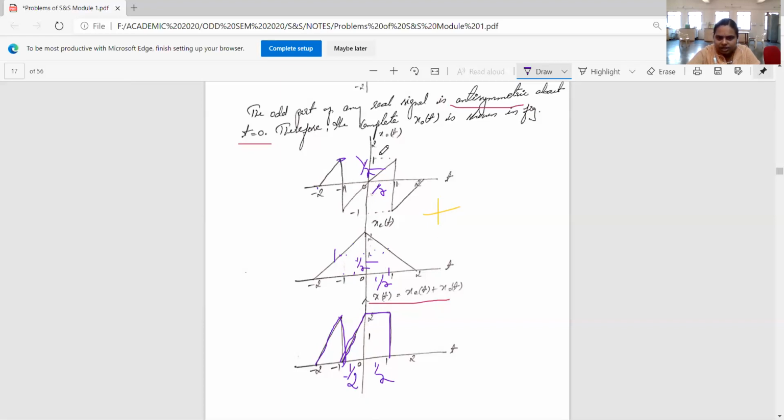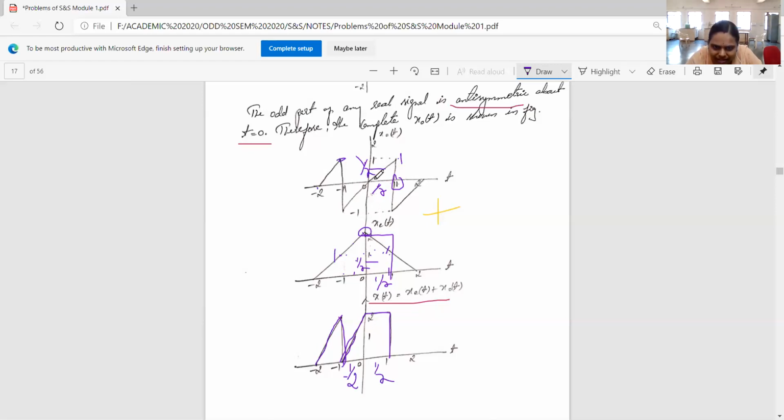When I add both the signals, you'll be getting the amplitude. At 1, you have to check once. At 1, what is the amplitude here? 1. And again at 1, what is the amplitude here? 1. 1 plus 1, what is it going to be? Observe here, this signal is starting from 2, it's going on and it is going to be reaching 2. 1 plus 1. Observe here, this whole triangle is added.